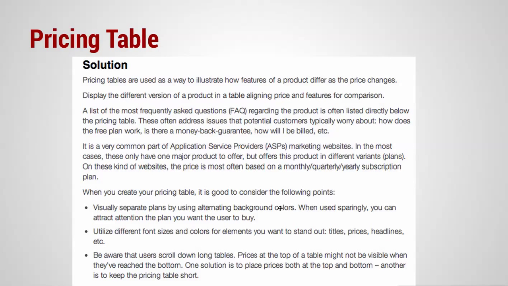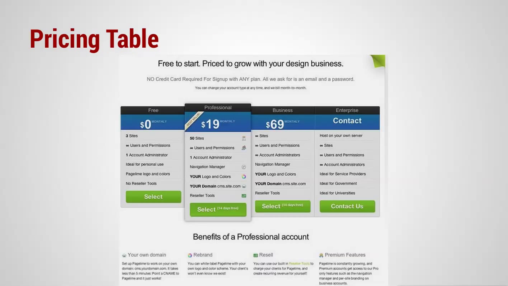I need to think about what the elements look like and how they behave. And so here we have some information about what they should look like and how they should behave. So beware that users scroll down long tables. So I don't want to have a table that's really long that behaves in such a way that people have to scroll. So I get some tips on that from this library. And this is an example of what the pricing table solution looks like.